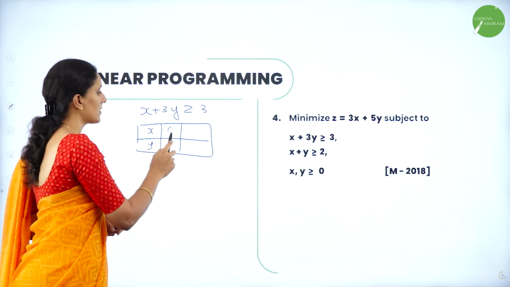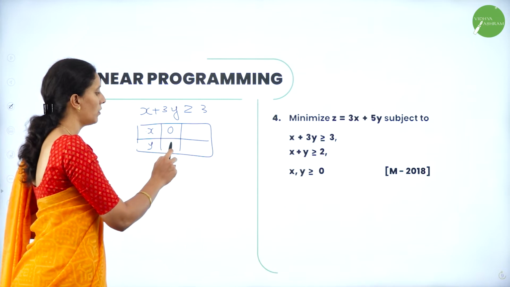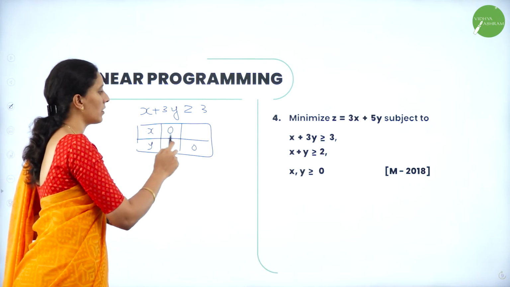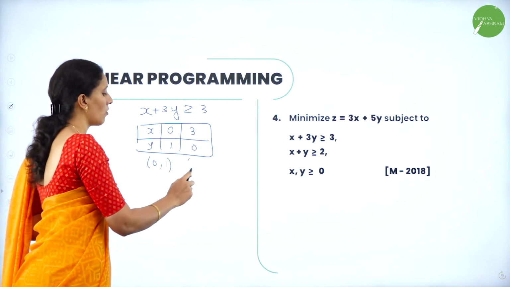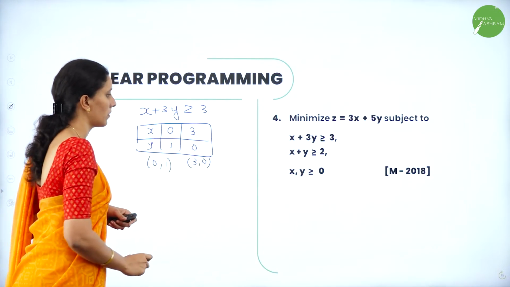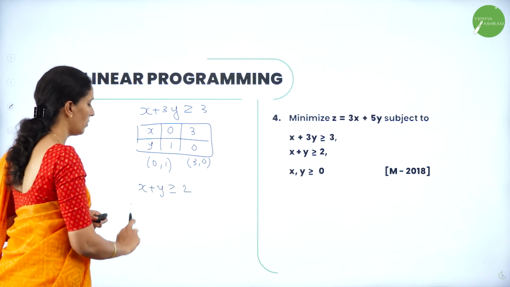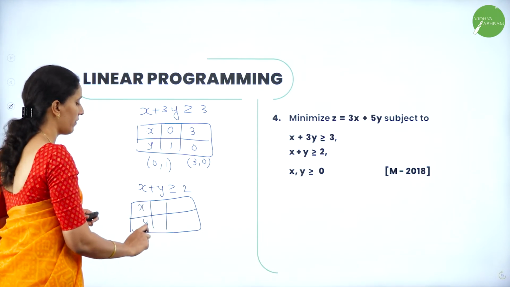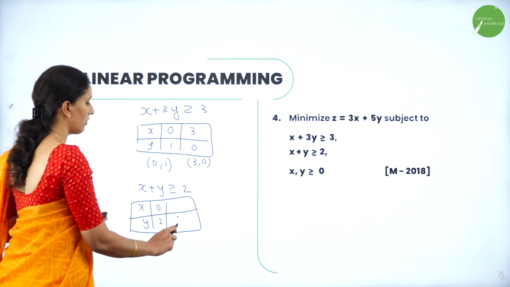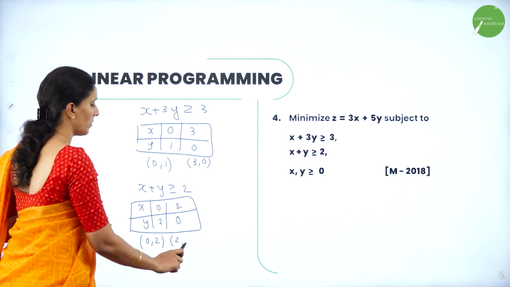If I put x is equal to 0, then y is equal to 1. If I put y is equal to 0, then x is equal to 3. Therefore the points are 0, 1 and 3, 0. Next let me take one more, that is x plus y greater than or equal to 2. If x is 0, y is 2. If y is 0, x is 2. Therefore the points are 0, 2 and 2, 0.